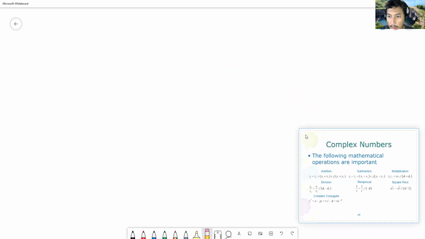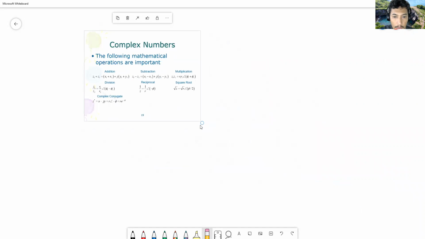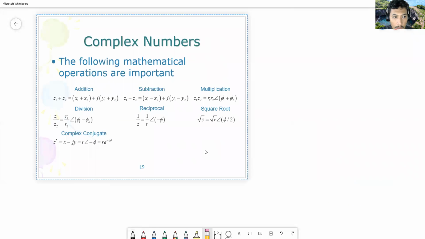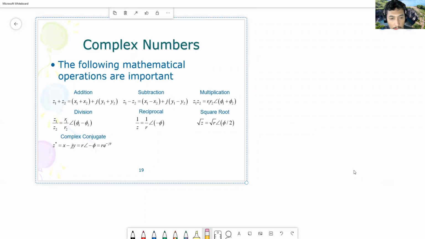I think this has already been taught to you during your high school time. So this is the addition, subtraction, multiplication, division, reciprocal, square root, and complex conjugate that involve all the mathematics in complex numbers.